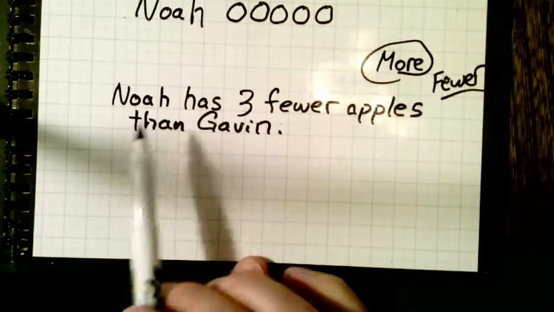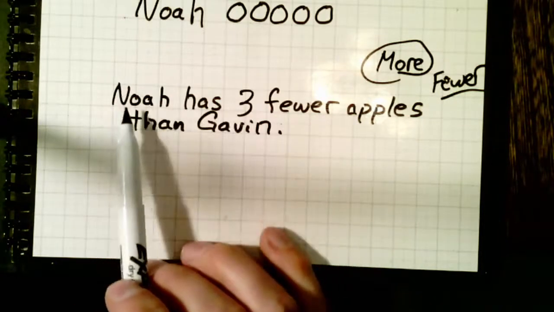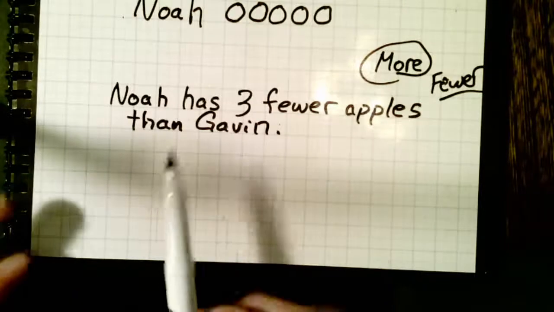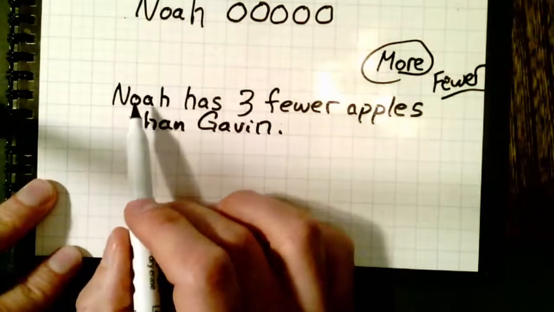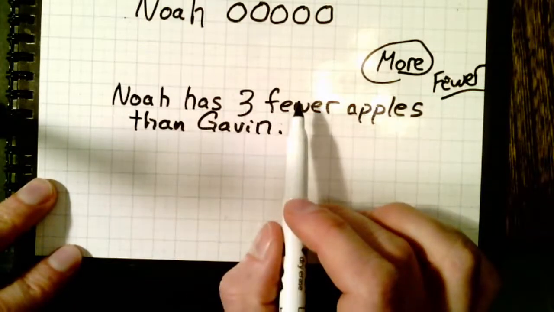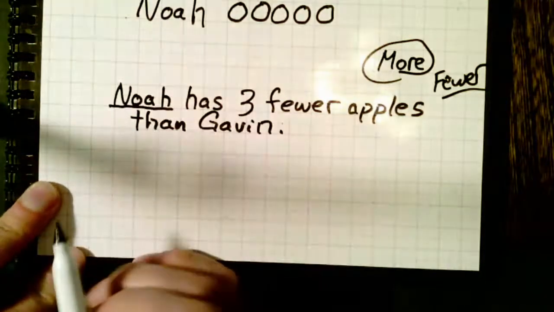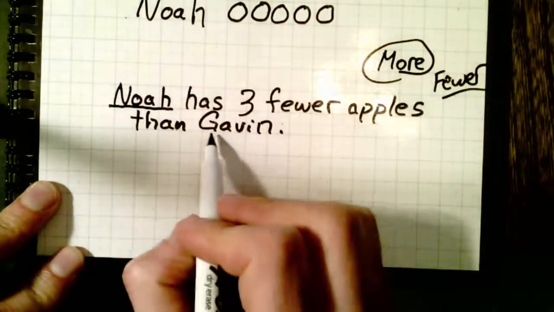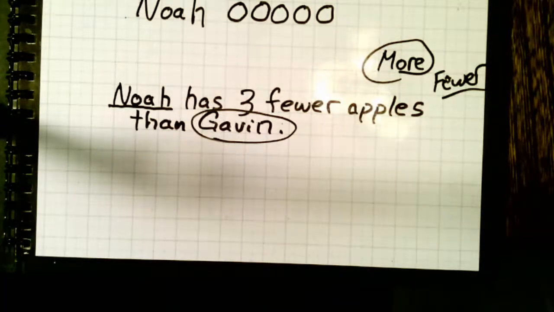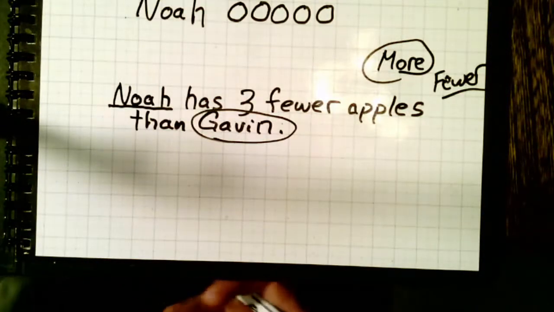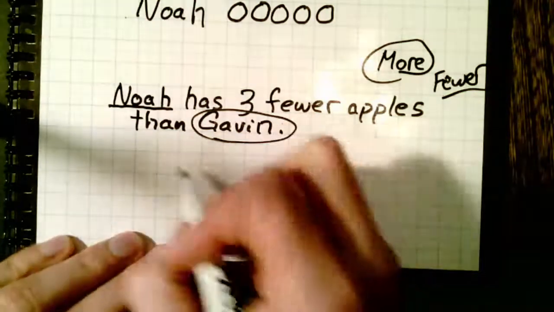So let's see. Noah has 3 fewer. One of the ways I like to read this to help me know if he has more or fewer is to ignore the numbers. If I just read it like this, Noah has fewer. That tells me exactly what I need to know. Noah has fewer. It tells me if Noah has fewer, then Gavin must have more. Again, do we know how many apples Noah has? No. Do we know how many apples Gavin has? No. But I will write that in here.